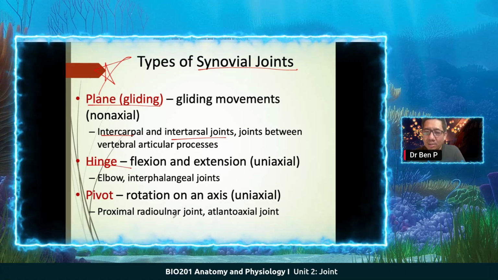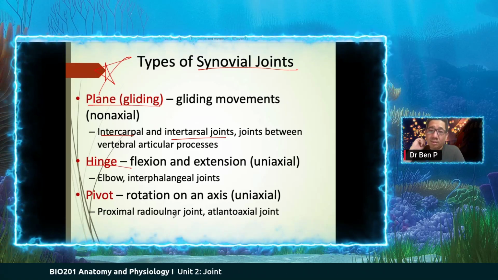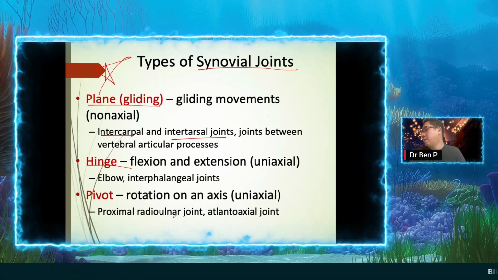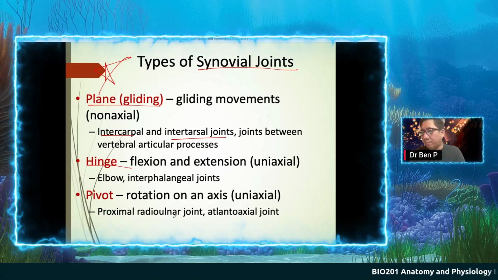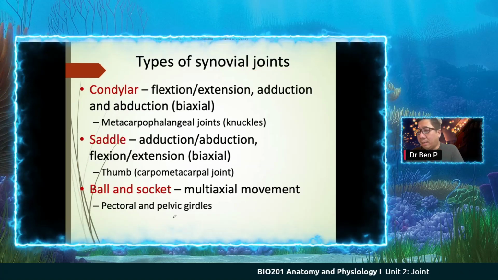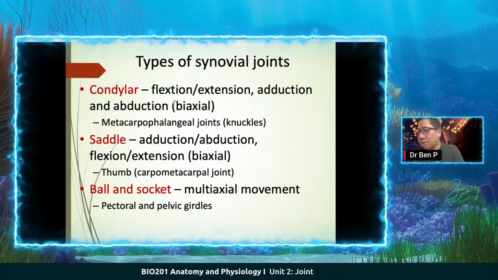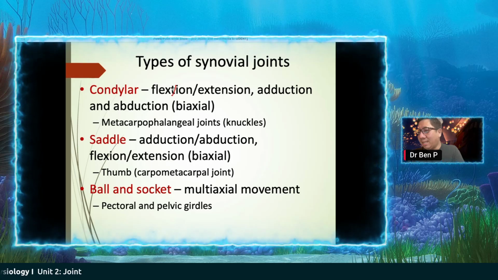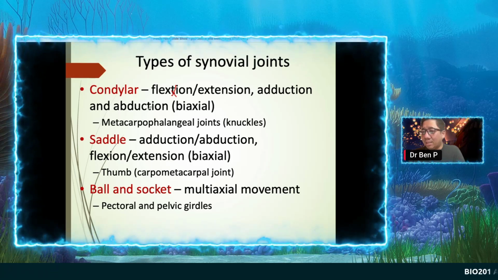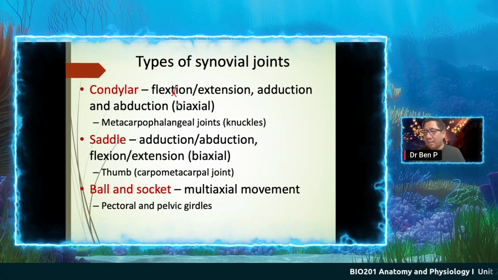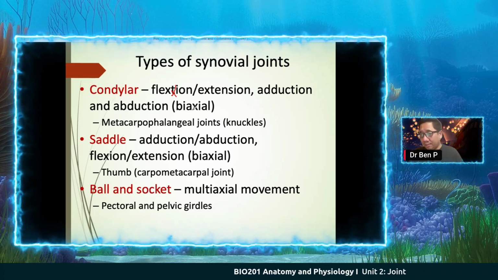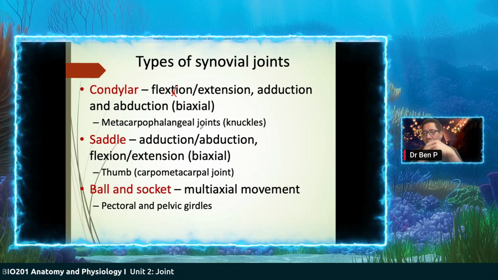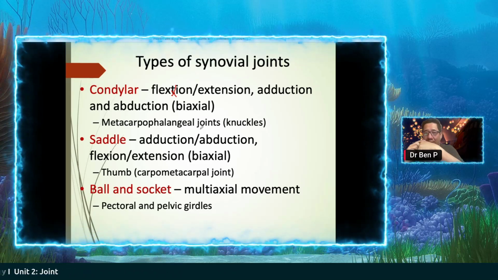Okay, the atlantoaxial joint. That's your neck, your C1 and C2. That helps you turn your neck left and right. Okay, that's the atlantoaxial joint. Next one is called the condylar joint. Okay, condylar joint. This helps with flexion and extension. Flexion should not have a T. Flexion and extension, abduction and adduction. Okay, this is biaxial, so now it's actually two axes, X and Y. So the metacarpophalangeal joint. This is your knuckles. Okay, the metacarpophalangeal joints are these.